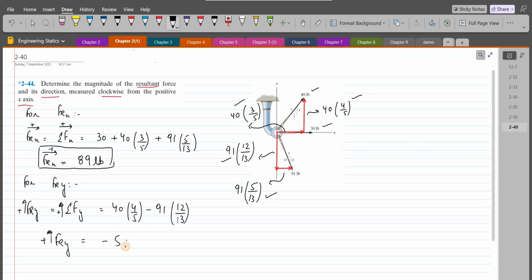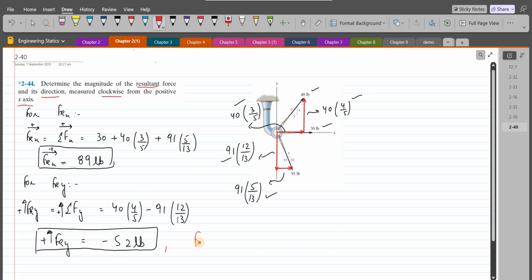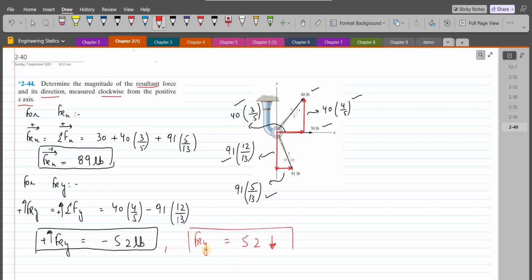negative 52 lbs. Now we are getting a negative answer. The negative answer means that the direction we had assumed earlier for Fry is incorrect. Earlier we had assumed Fry in the upward direction, but in actuality it is acting in the downward direction. So Fry is 52 lbs in the downward direction. These are the x and y components of our resultant force.